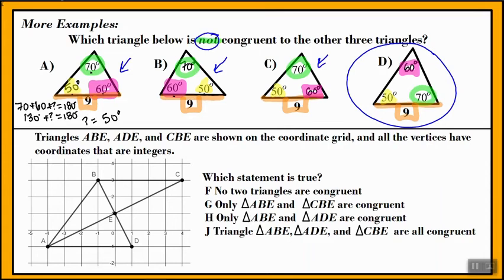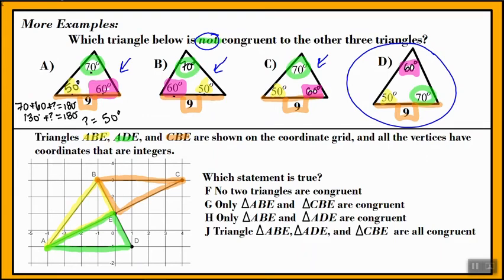Last problem, triangles A, B, E. I'm just going to highlight these so you can see them better. So A, B, E, A, D, E, and C, B, E. C, B, E are shown on the coordinate grid. And all the vertices have coordinates that are integers. I have to determine which two statements are true. Either none of them are congruent, exactly two of them congruent, or all three of them are congruent.